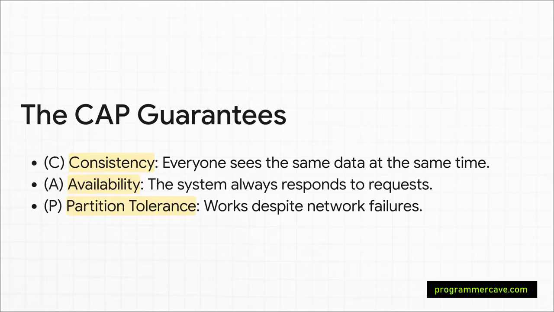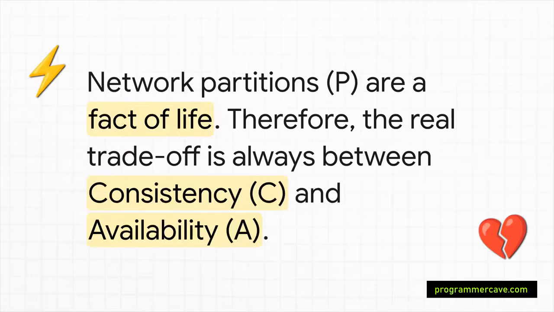And partition tolerance means your system doesn't just crash and burn if the network connection between two of your servers breaks. But here's the real kicker. It's not actually a choice between three things. Because in any real system, network failures, partitions, are just a fact of life. They are going to happen. You can't wish them away, so you don't really get a choice. You must design for partition tolerance. And that means the real, agonizing choice is always between consistency and availability.